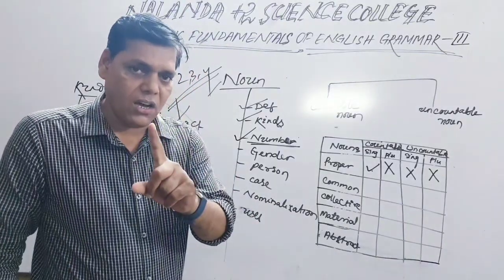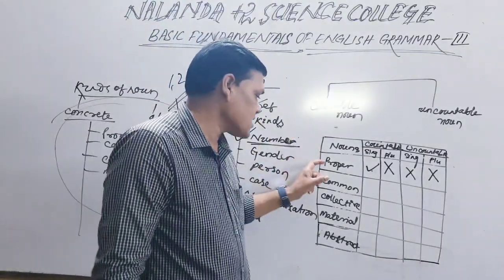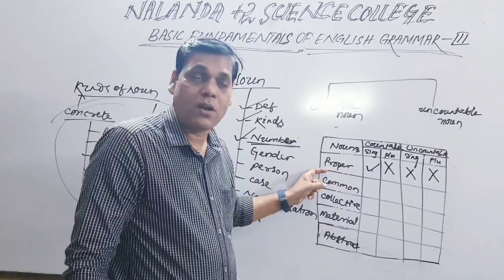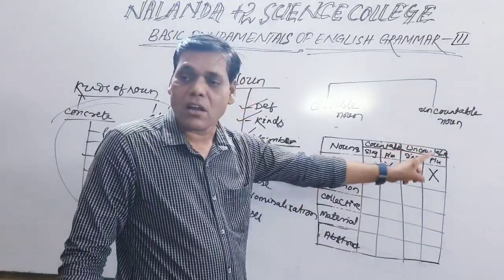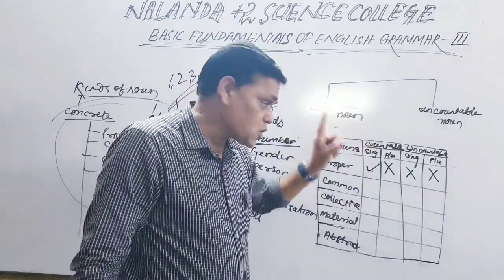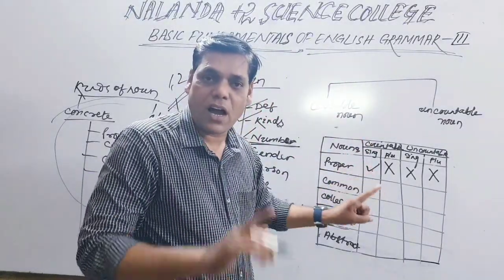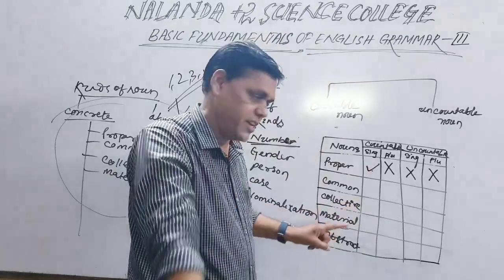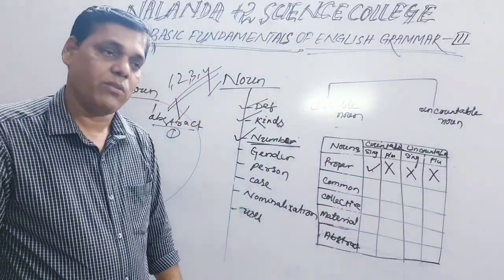Students, are all of you clear? What did we discuss? We discussed proper nouns, whether a proper noun is countable or uncountable. We are clear that a proper noun is countable. We are also clear that it is singular. It can't be plural. It can't be uncountable either. Let's move to common nouns.